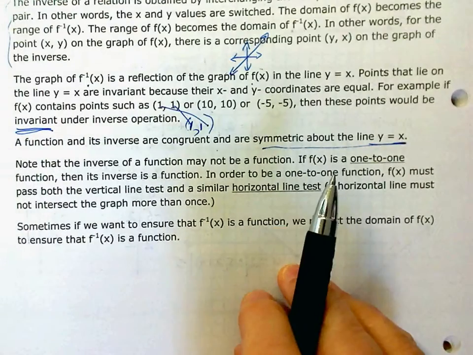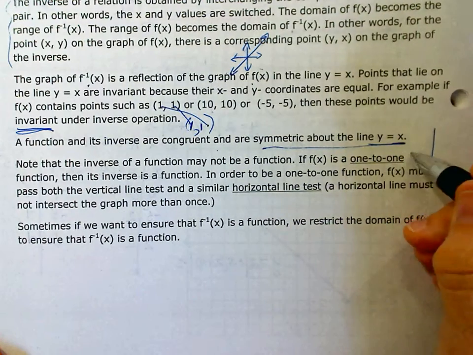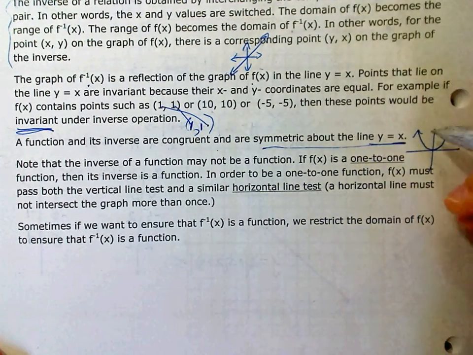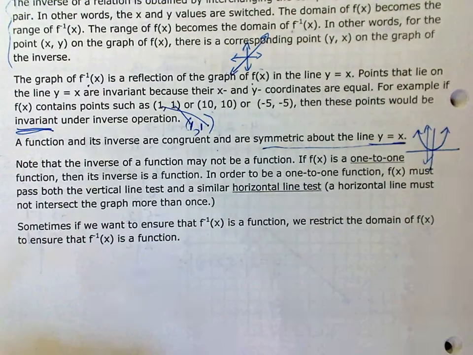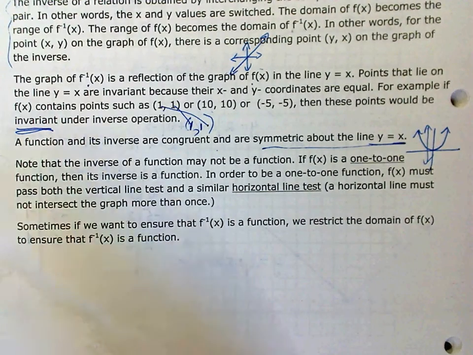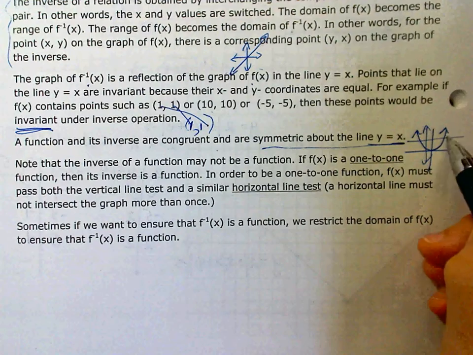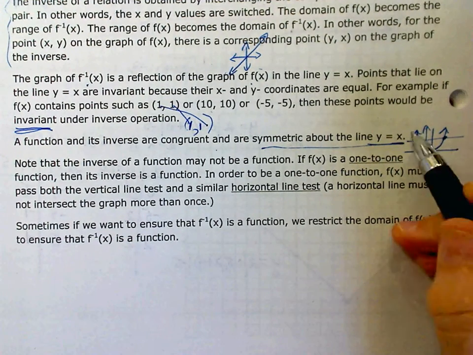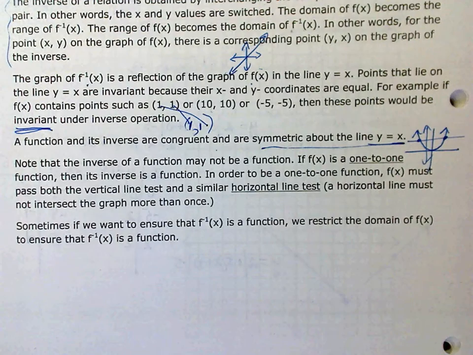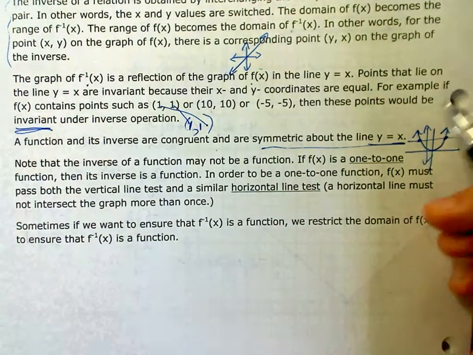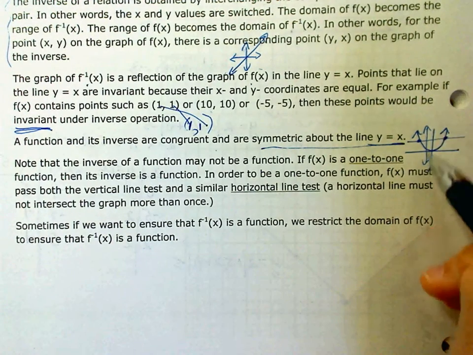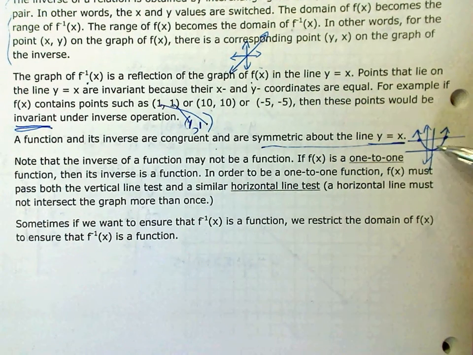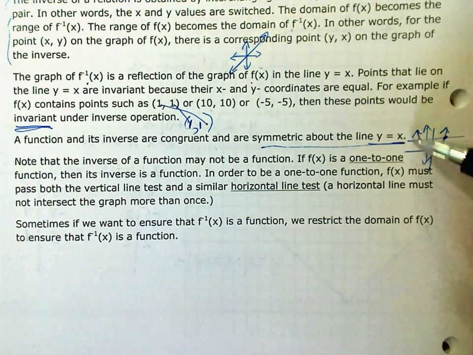So for example, let's look at this parabola, right? It passes the vertical line test. However, it does not pass a horizontal line test. So because of this, the inverse of a parabola will not be a function, right? In order to be a function, it has to pass both the vertical line test and the horizontal line test. So the inverse of y equals x squared will not be a function.